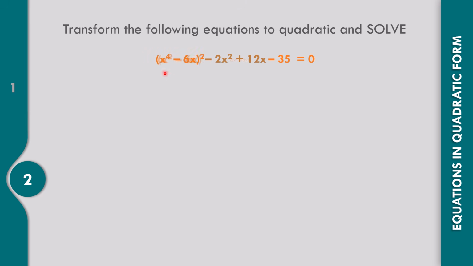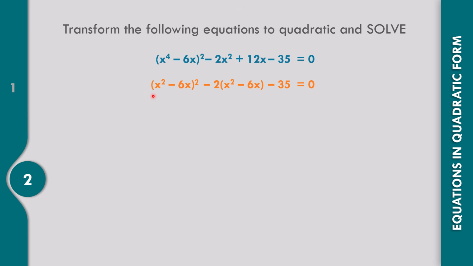So that is x to the fourth minus 6x squared. Let us regroup negative 2x squared plus 12x. Negative 2x squared is the common factor, and 12, that is negative 2. So negative 2x squared divided by negative 2 is x squared. Positive 12x divided by negative 2 is negative 6x, and then copy negative 35 equals 0.